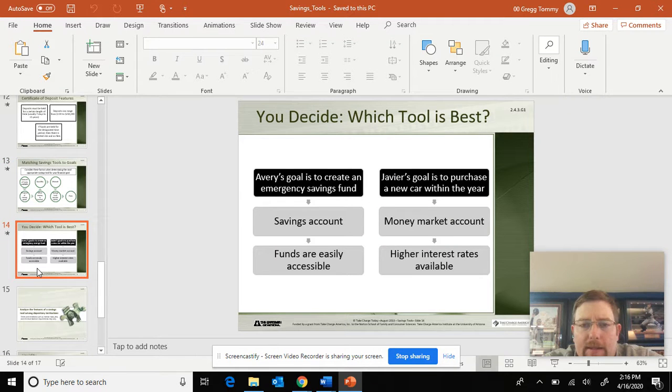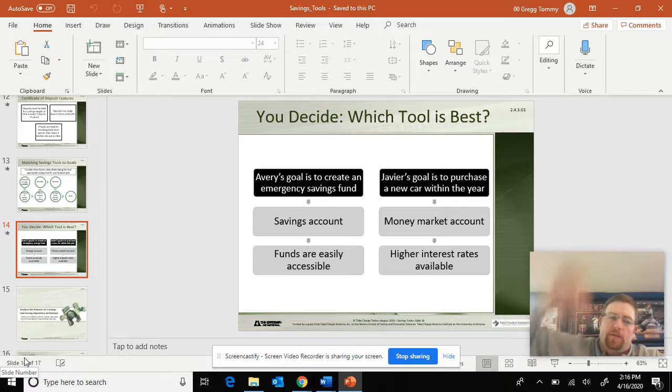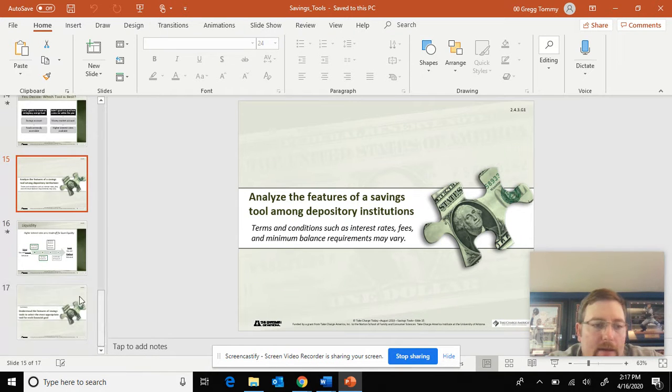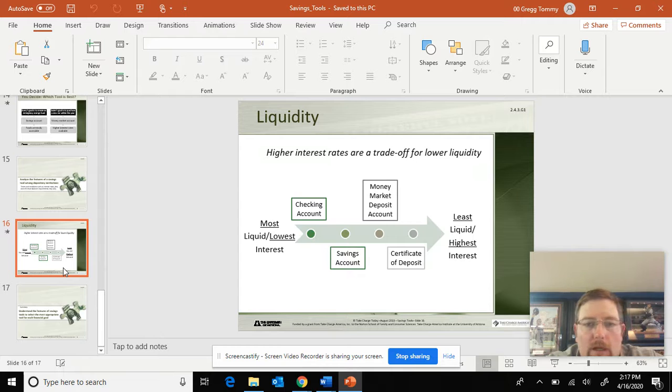Here you can look at this, trying to figure out: Avery's goal is to create an emergency fund, so she should use a savings account. This guy wants a car within a year, so a money market, because he's going to keep adding to it, and the higher he gets up there, the more interest he gets. And that's basically what we're talking about.